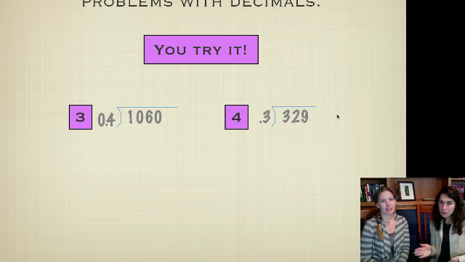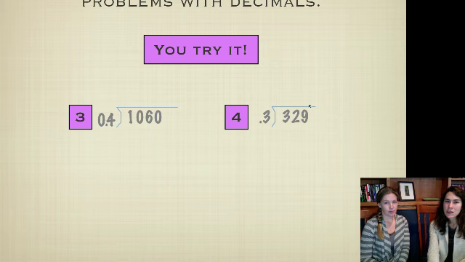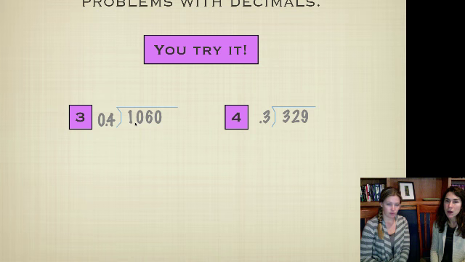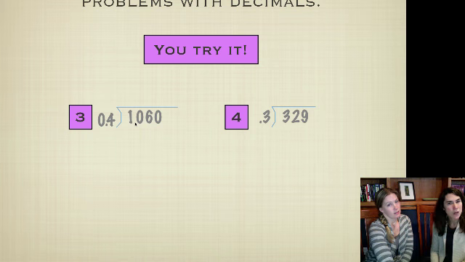So anyway, once again, you're going to practice with the decimals outside of the division symbol here. Just remember, outside means to the right. So good luck, and you're going to practice these two. And once again, we'll talk about it tomorrow.